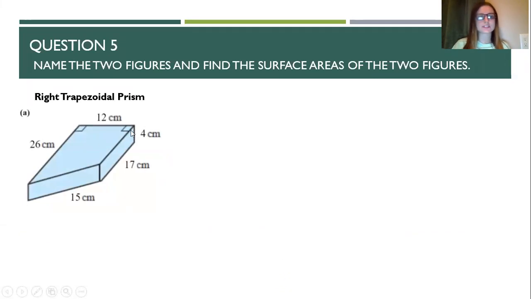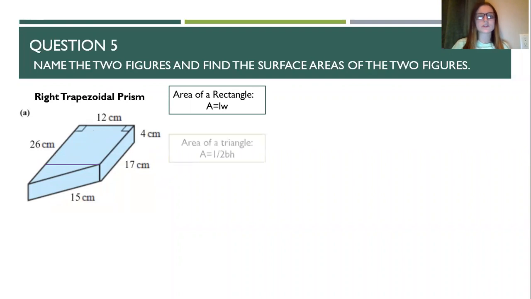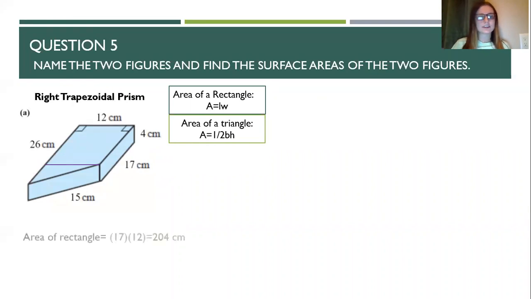And as you can see, we can make two different shapes out of this figure. We have a rectangle and we have a triangle. So we have to know the area of a rectangle formula to find our surface area, which is A equals length times width. We also need to know the area of a triangle formula, which is A equals 1/2 base times height. And then we can plug in our numbers.